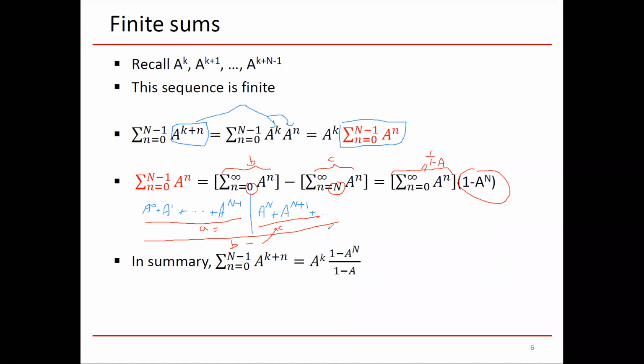And recall that we need one additional thing. We need to account for the a to the power of k. And in summary, the sum over a to the k plus n, where n goes from 0 to capital N minus 1, is equal to a to the k, that's, let's say, element number D, multiplied by 1 minus a to the power of N, which is element number E, multiplied by 1 over 1 minus a, which is element number F.